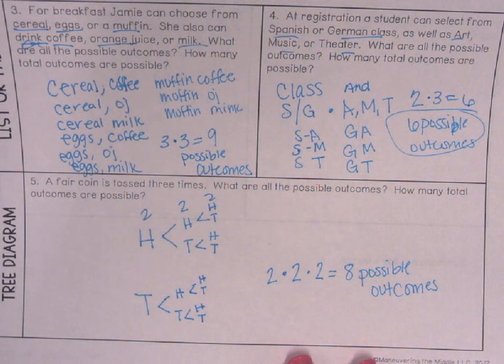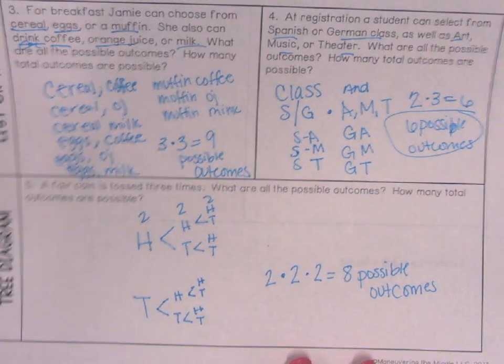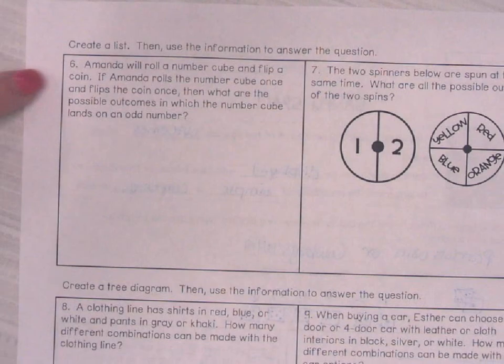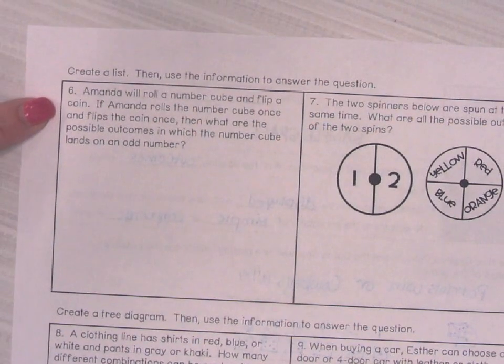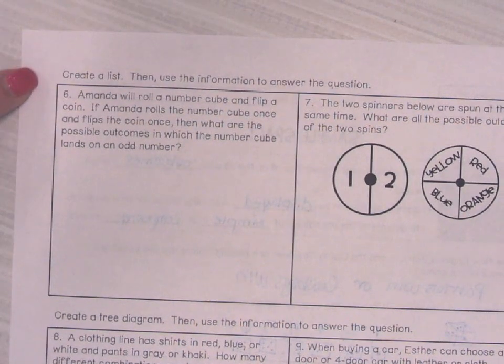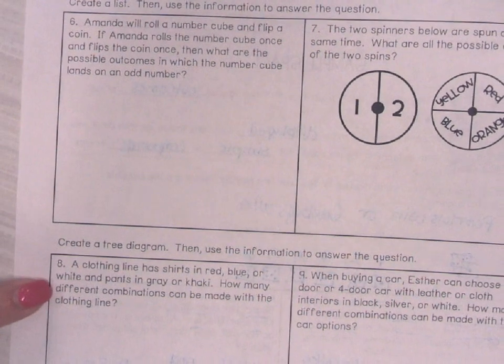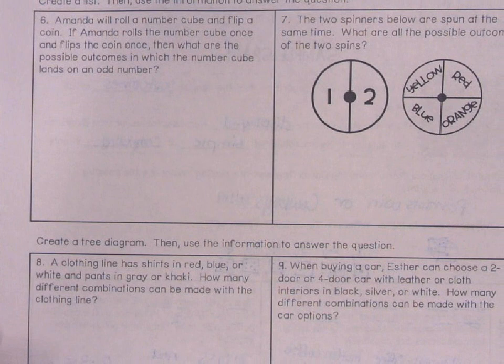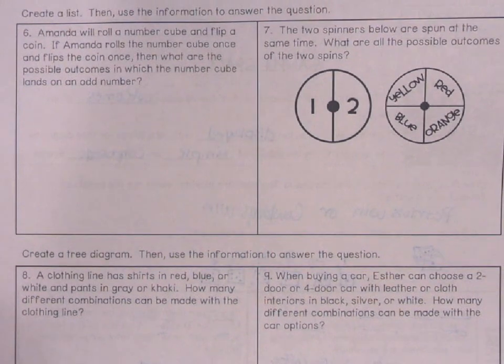Okay, so now you are going to practice on the back. You are going to create a list, okay, and then create the possible outcomes, right? I'm going to give you a few minutes to work on that. Pause this video and then come back and get your answers, okay?